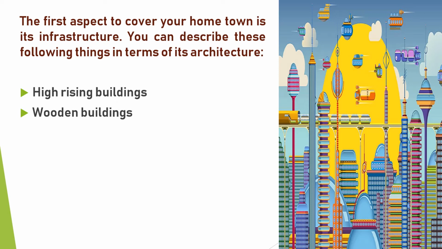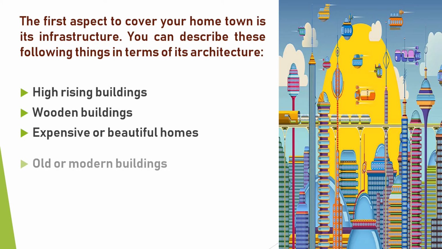These questions you can answer when the question is describe your hometown, or how does your hometown look, or where do you live. So these are a few questions that will include these answers. Again, expensive or beautiful homes. Infrastructure, as I said, covers buildings and houses, its outline, its layout. So you can say the houses are very beautiful, mesmerizing, or designer, and they are expensive or they are cheap. You can cover this too.